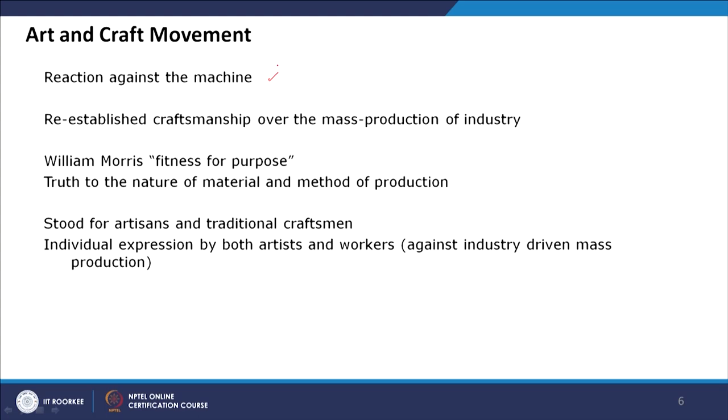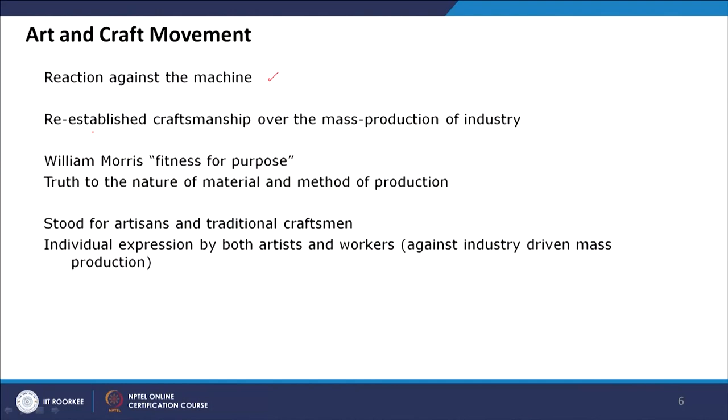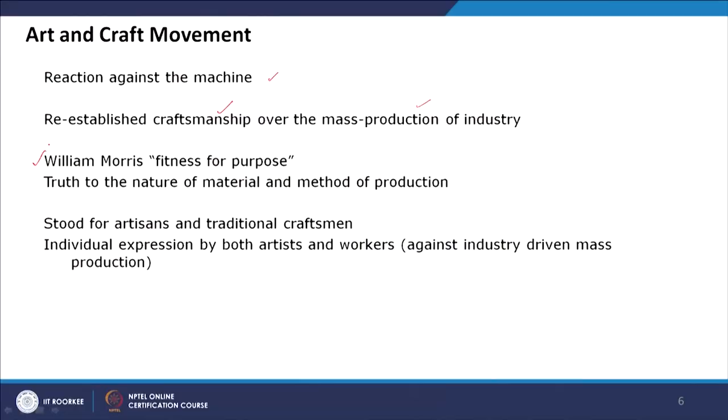So the Arts and Crafts movement: what are the salient features of the Arts and Crafts movement? It is definitely a reaction against the machine and machine aesthetics. The design styles mostly could not be fabricated through mass production by machine, and they re-established craftsmanship over mass production. So they supported the craft guilds and their hands-on work over mass production. One of the pioneers of this movement was a designer who was also a painter and architect. He was William Morris, and he spoke of fitness for purpose.